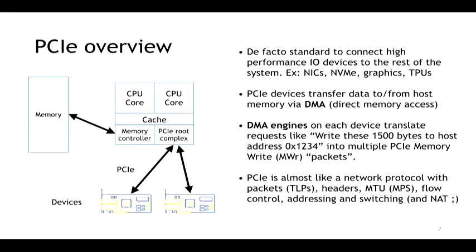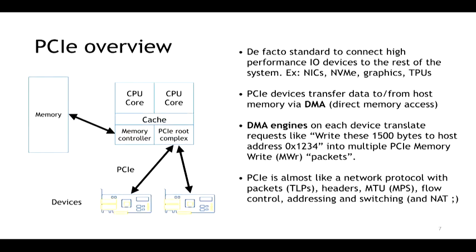The PCI devices are connected to the rest of the system by something called a PCI root complex, which is basically linking PCI with a memory controller and the cores and sometimes the caches. PCI devices then transfer data to and from memory via direct memory access, or DMA, and that's typically implemented by DMA engines on the devices themselves. The host typically doesn't have DMA engines, so all the data transfer is driven by the devices.